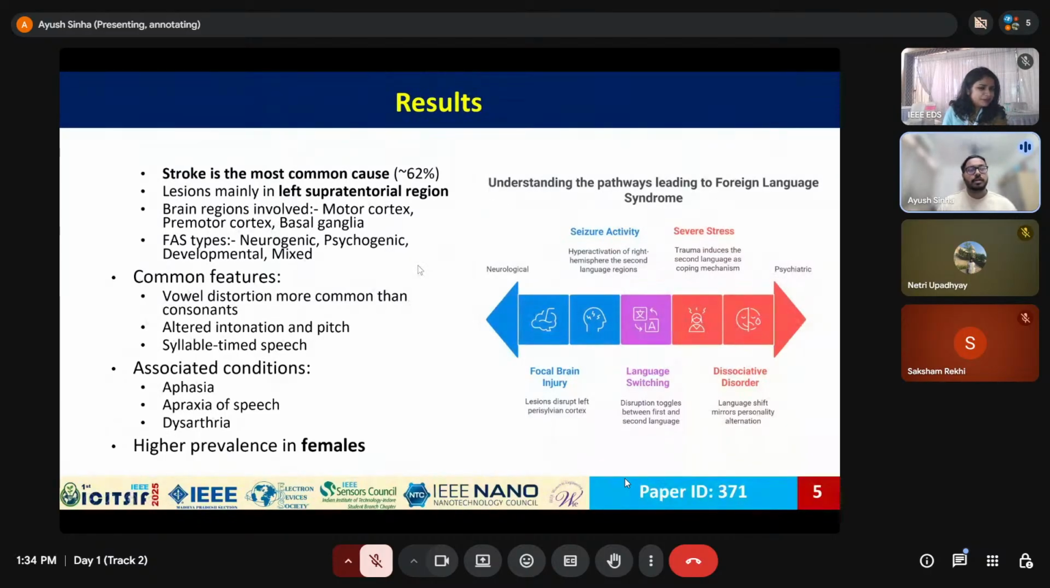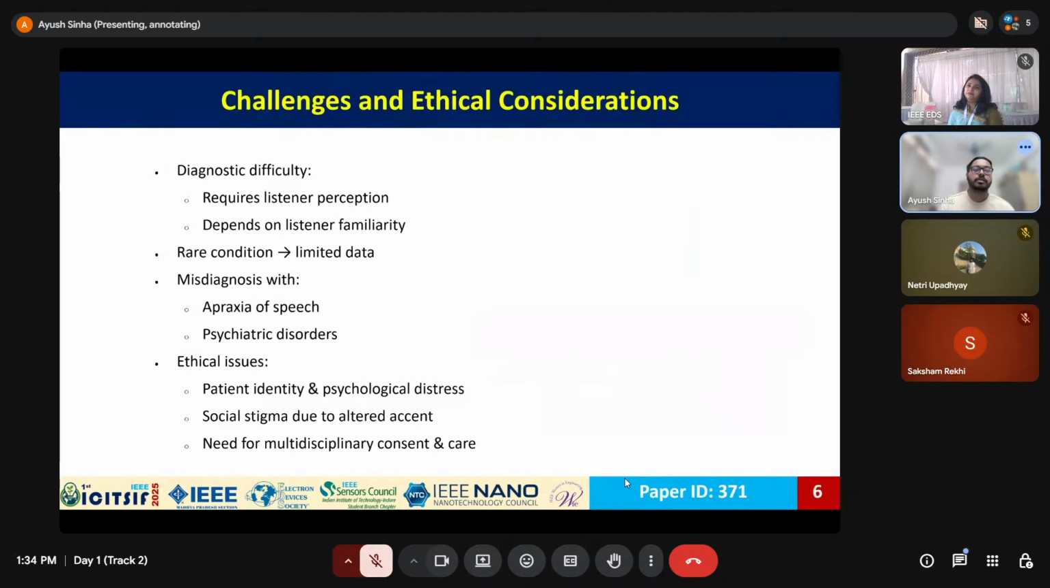A common clinical feature seen in foreign accent syndrome is verbal distortion, which is common in consonants, and syllable-timed speech is there. There are often associated conditions such as aphasia, where the person has difficulty in speech, apraxia of speech, and dysarthria, and a higher prevalence of females is seen in this disorder.